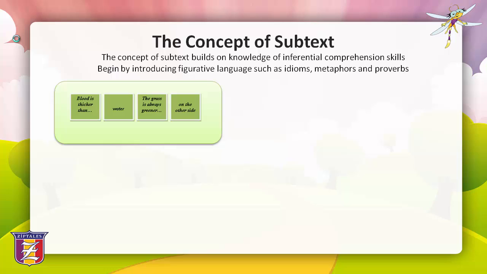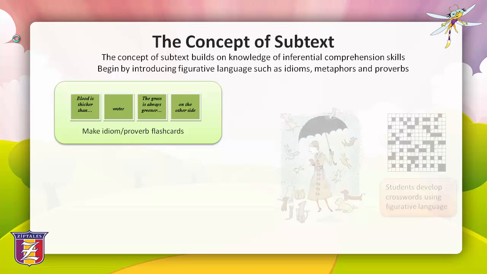So here are some activities we could look at to introduce subtext. You could write examples of idioms or proverbs on separate cards and place them around the classroom. For example, splitting up the idiom blood is thicker than water, or the grass is always greener on the other side. You could place these around the classroom and students then match up the sayings by writing the full version of each one and then come together at the end and discuss the meaning of each.